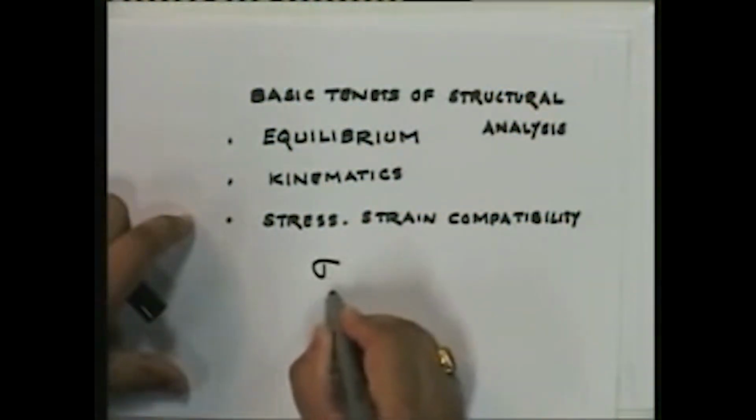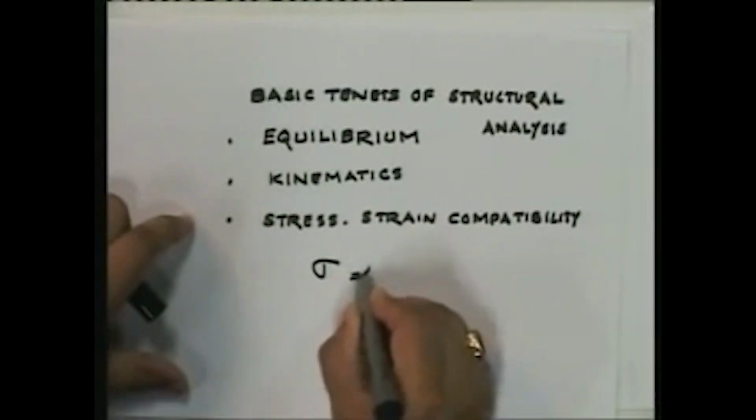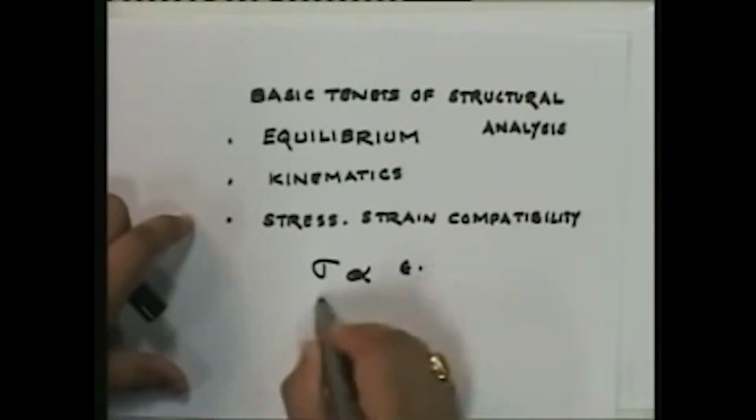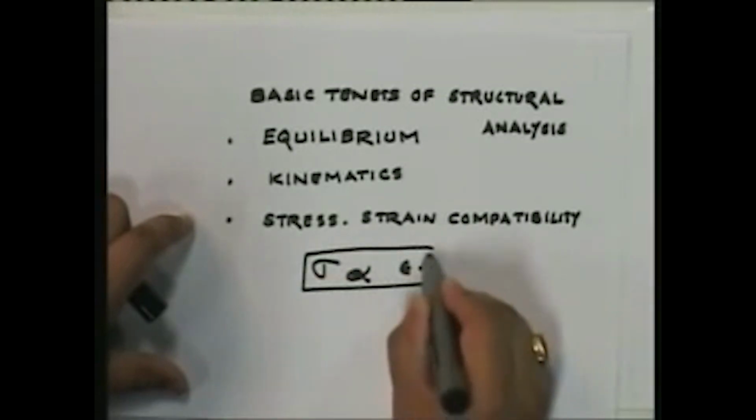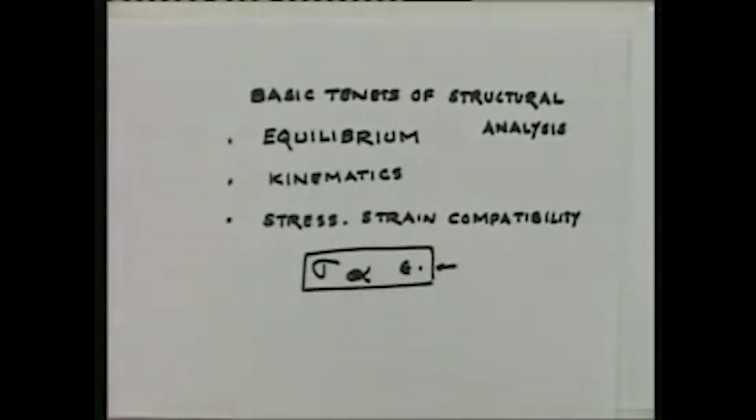In this course, I shall be essentially referring to only linear structures. What do linear structures mean? In other words, the relationship between the stress and strain is linear, which, if you really look at it, is something in this form. Sigma, the stress, is proportional to the strain. This proportionality is linear. This is what I am going to be looking at during this course.